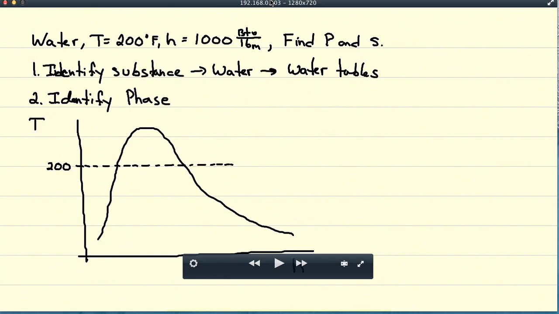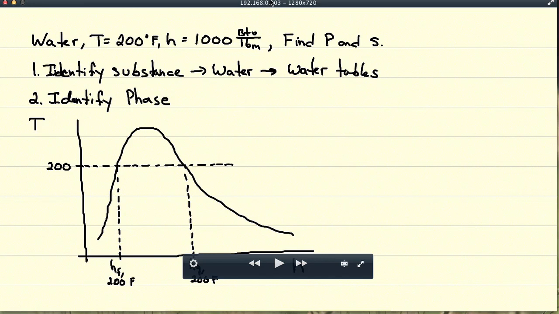We actually ran into that in class the other day. But at least now I can find out these other two pieces of information. I can determine my saturated liquid enthalpy, h sub f, and my saturated vapor enthalpy, h sub g. So this is going to be h_f at 200 degrees F, and this is going to be h_g at 200 degrees F. Okay, so I want to look up what those two values are.